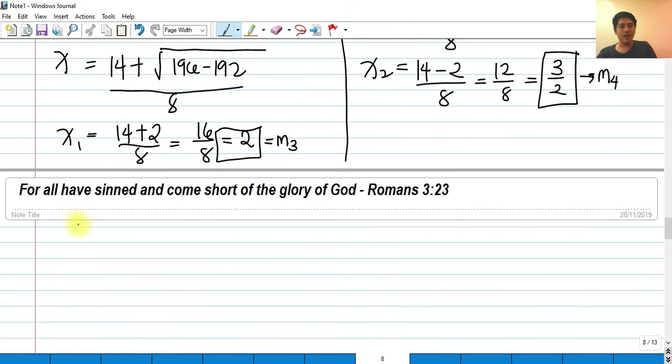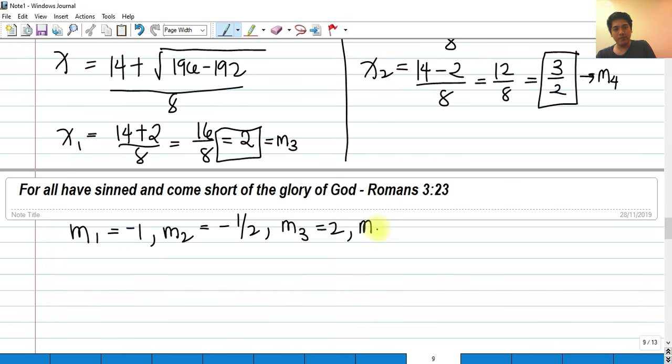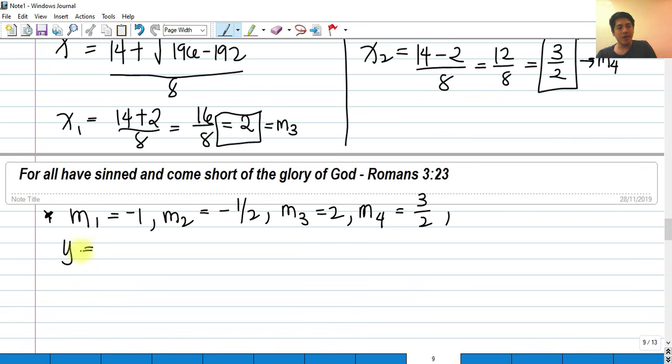If we rewrite our roots, we have m sub 1 which is equal to negative 1, m sub 2 which is equal to negative 1 half from a while ago, m sub 3 we have 2, m sub 4 we have 3 halves. So we can see that these are distinct, not repeating, all are unique roots.